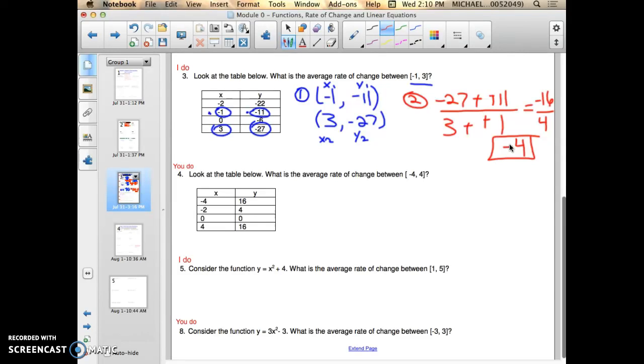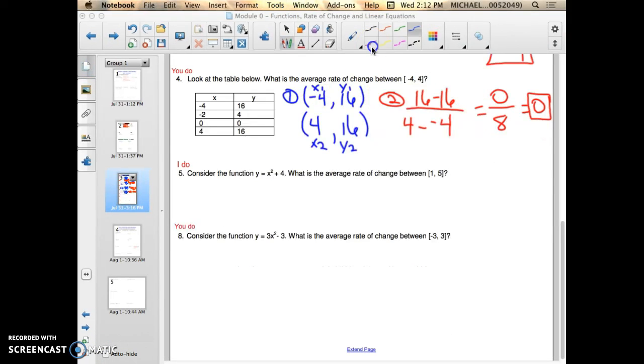So go ahead and pause the video and try number 4 on your own. You should have paused the video and tried number 4 on your own. I got a slope of 0. If you notice, the two y values are the same thing, and whenever that is the case, anything minus itself will be 0, and 0 divided by anything will always be 0 as well.